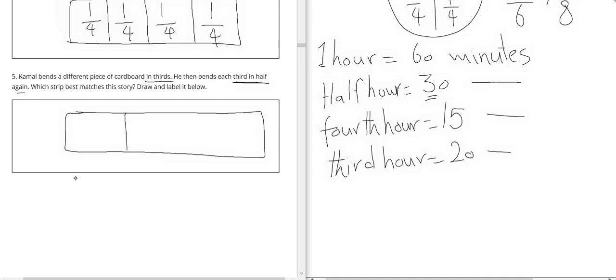How many thirds in one whole? 3. 1, 2, 3. Okay, then he bends each third in half again. So this third we divided into 2 halves, the second one into 2 halves, the third one into 2 halves. Now, how many equal parts do we have? 1, 2, 3, 4, 5, 6. So we have 6 parts.